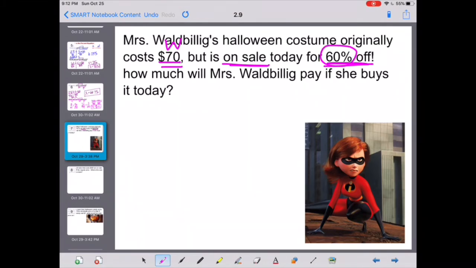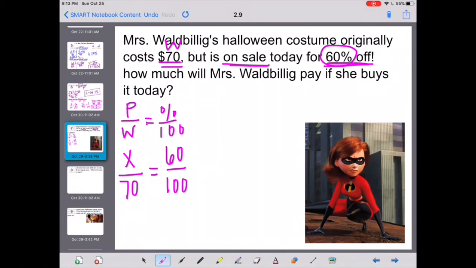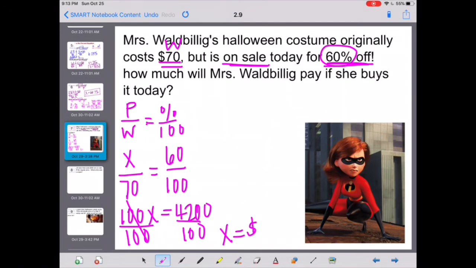So if I have 70, that is my whole cost at the moment. 60, that's my percent. I know it's out of 100, so what I'm actually missing is the part. So I'm going to use percent proportion for this one. And I don't know the part, so that's where my x goes. The whole is 70. The percent is 60 out of 100. Alright, so when I cross multiply, I get 100x equals 4200, divided by 100, and x equals 42.